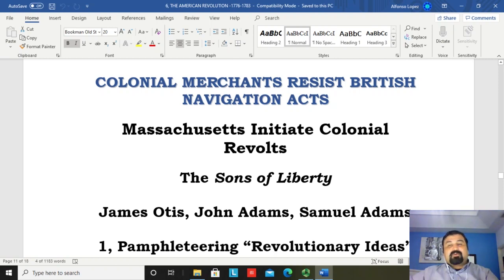They initiate the colonial revolts, and what we're going to see is that merchants, along with lawyers and shopkeepers, those that were really involved, again, in commerce, directly or indirectly, are going to start forming an association, again, a club, if you will, okay, that are going to be the leaders of the resistance movement, and they're going to go by the name of the Sons of Liberty. Again, in Massachusetts, this is the name that they went by. Again, this club, this association, the Sons of Liberty.